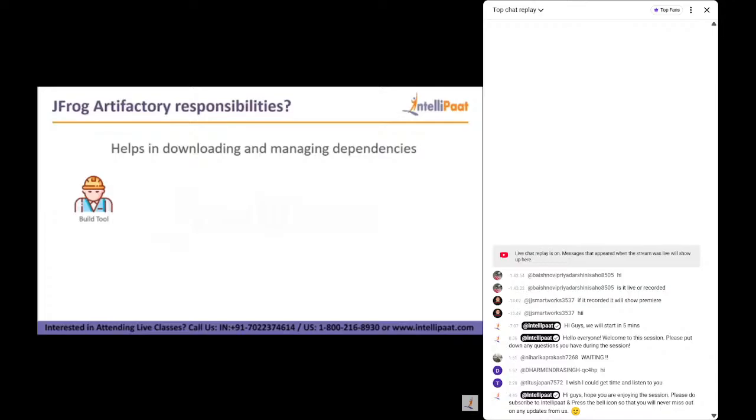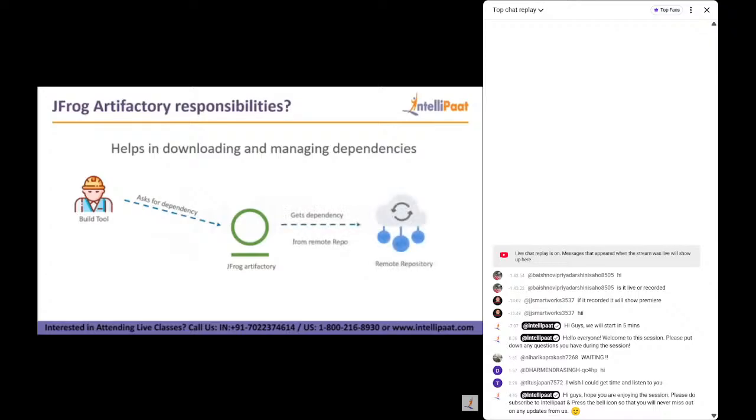Since JFrog will be connected to the build tool, whenever a build tool requires a dependency based on the source code, usually the build tool will download the dependencies. But in this case, JFrog acts as a buffer or a proxy for downloading and managing these dependencies. So if a build tool asks JFrog for a dependency, JFrog will get the dependency from a remote repository and then store it in a local server, which will then be used by the build tool to build the source code. So those are the two responsibilities of JFrog.